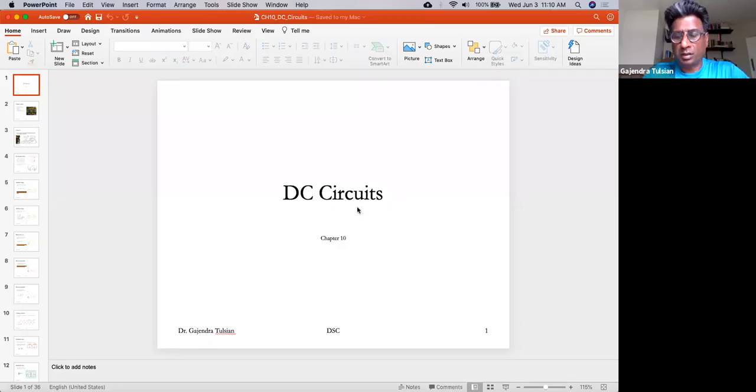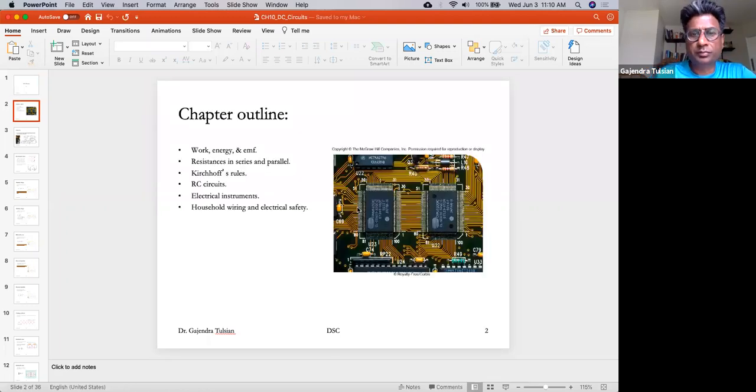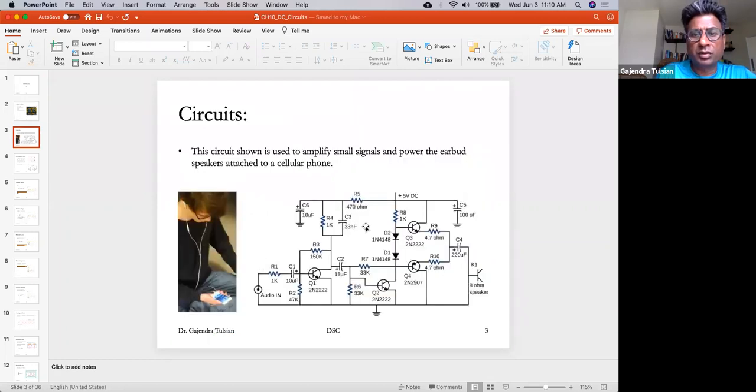All right, so we are doing DC circuits. So here is a circuit. This is a circuit for the earbuds. The audio in comes from your phone, and there is the output in the earbuds. What this circuit does is it amplifies signals: it amplifies the audio in and powers the earbud speakers. So that's what the circuit does.